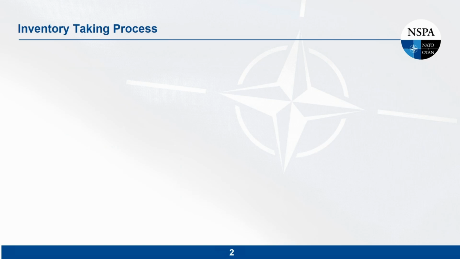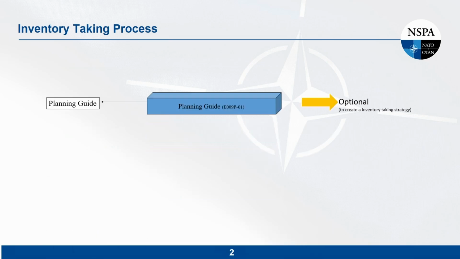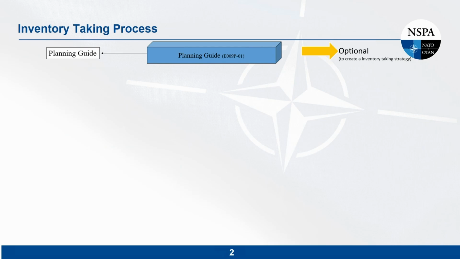The inventory taking process, an overview. NDSS allows you to create a planning guide in the Echo 009 Papa 01. This planning guide is optional. The system will create an inventory taking strategy where it does a calculation on how many badges and how many items to count to make sure that you have an equal workload throughout the year. As mentioned, this is optional and not mandatory. You can use this planning guide as a reference or a guide to create the actual badges.